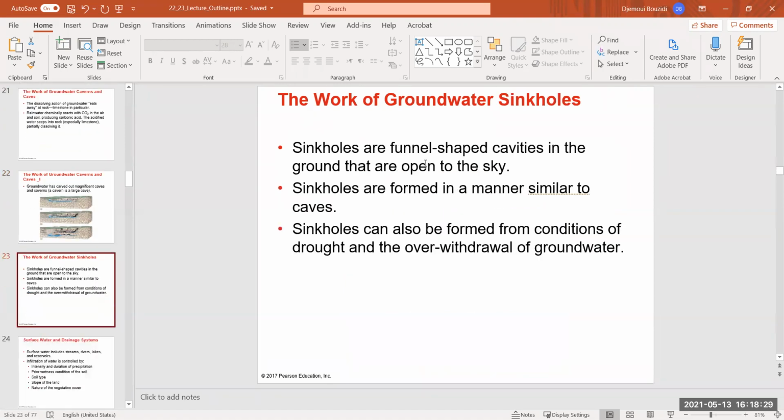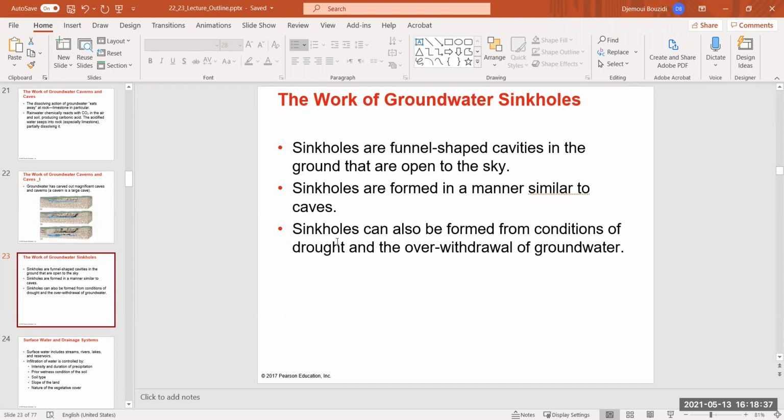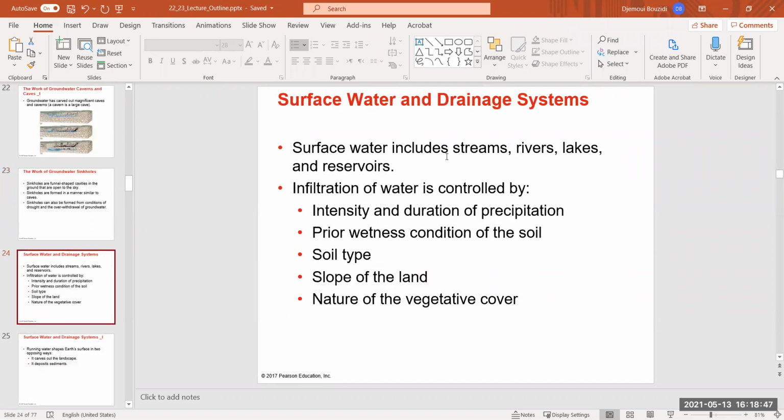So sinkholes are funnel-shaped cavities in the ground that are open to the sky, and they are formed by a process similar to that of caves and caverns. They can also be formed with the withdrawal of groundwater. Surface water includes streams. That's another process affecting the surface of the earth, through surface water via streams, rivers, lakes, and reservoirs. So that's basically surface water.